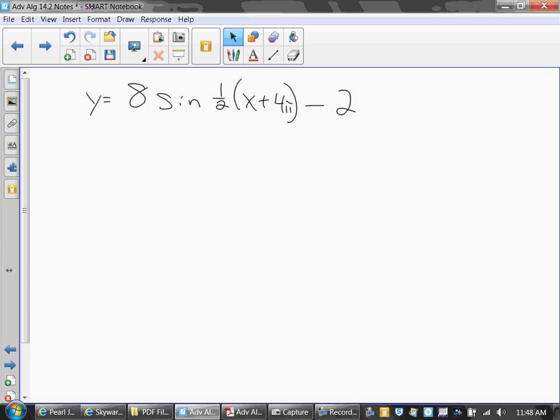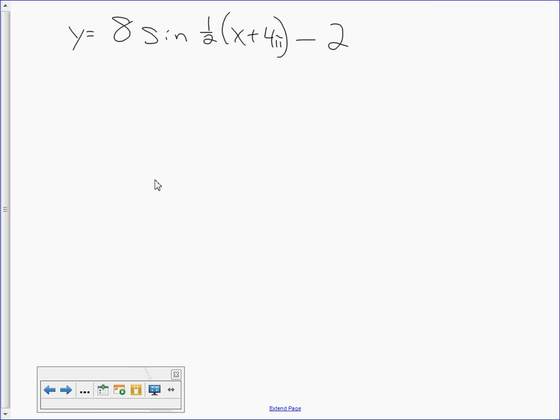All right, let's start looking at where we're at here because we're starting to run a little short. A is 8, B is 1/2, H is negative 4 pi, and K is negative 2. Do we agree on that? Okay. Amplitude: 8. Period: 2 pi divided by 1/2 is 4 pi. And then everything else is good to go.